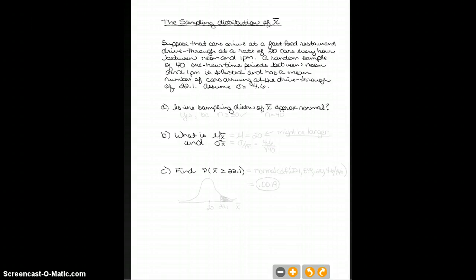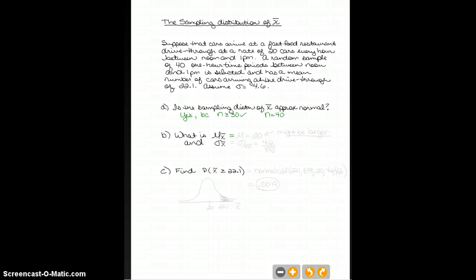So, we're talking about the sampling distribution of X bar, the sample mean. Is this sampling distribution of X bar approximately normal? We will say yes, it is, and that is because the sample size is 30 or more. That's all we need. We need a large sample, and since our sample size is 40, we know that the sample size is large enough, and we can say that the sampling distribution of X bar is approximately normal.